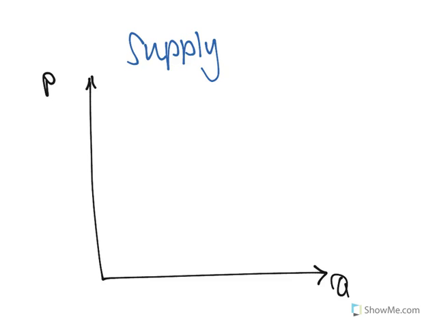So supply is somewhat similar to demand, but we're looking at the producing side of the economy. So how much firms are willing to produce at every price level. So your general supply curve will look like this.